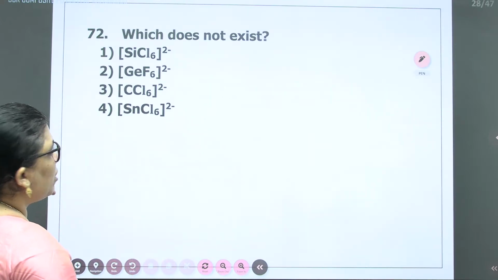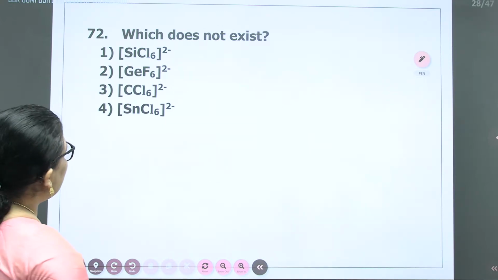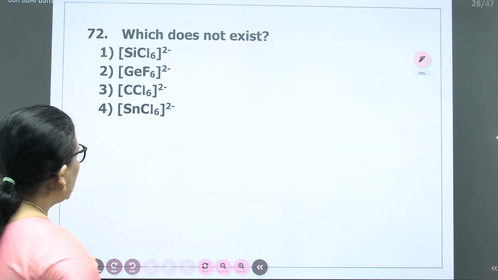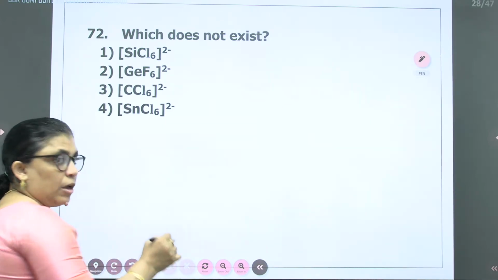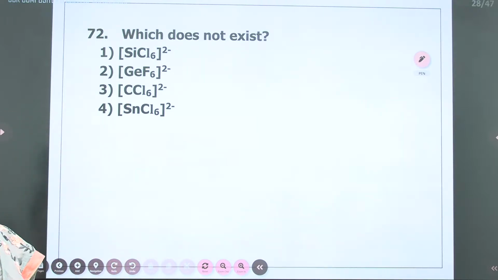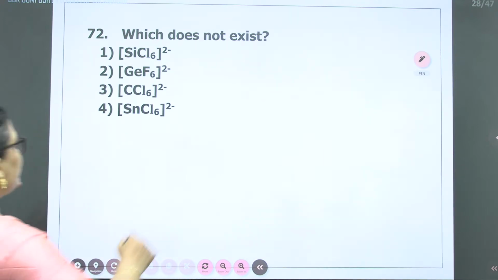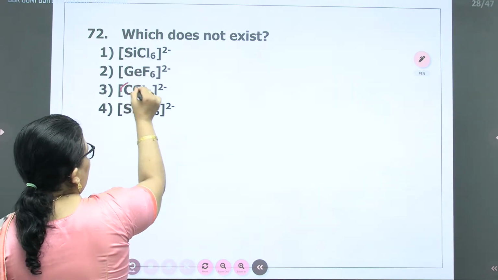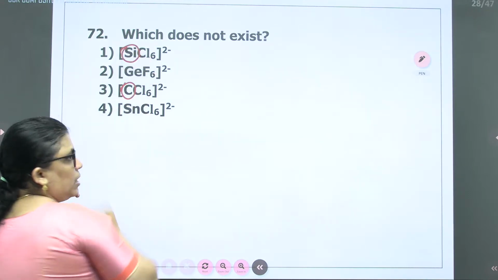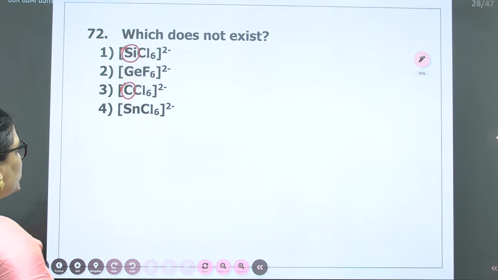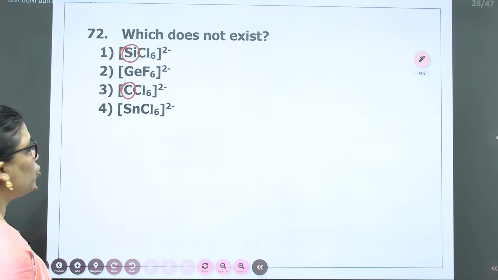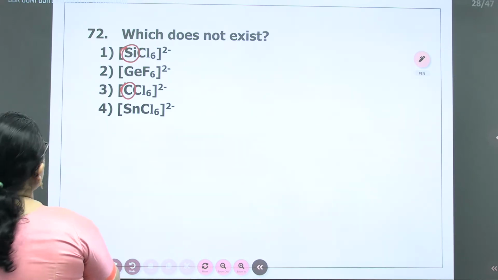72. Which does not exist? If we see the oxidation state, when we are dealing with SiCl4, whose oxidation state is what, children? When dealing with such questions, we take it as Si plus 4. This will be plus 4, and the plus 4 oxidation state. That's why the second and third, both answers we can consider.